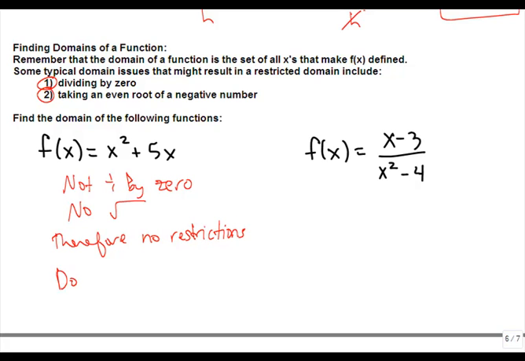So your domain would be all real numbers, and usually at this level in the math courses we like to see the domain written as an interval. So all real numbers written in interval notation would be all the numbers between minus infinity and infinity. So that would be our answer.